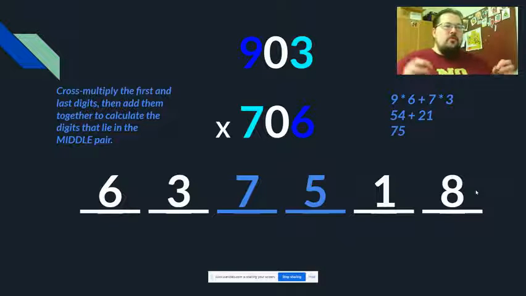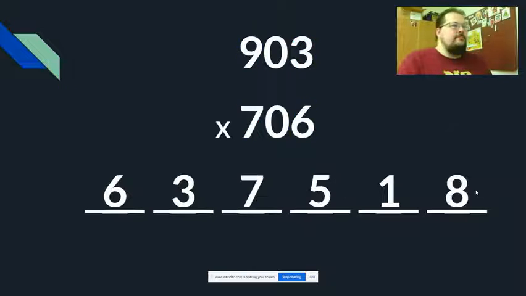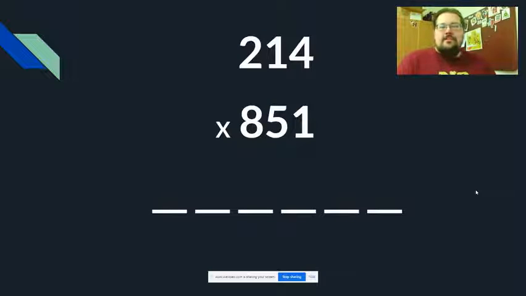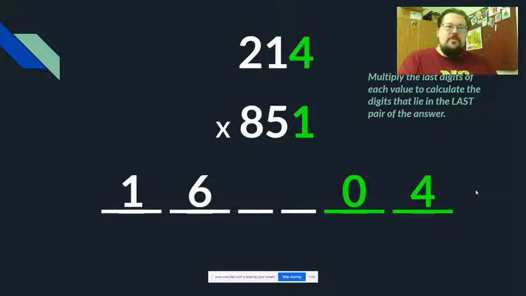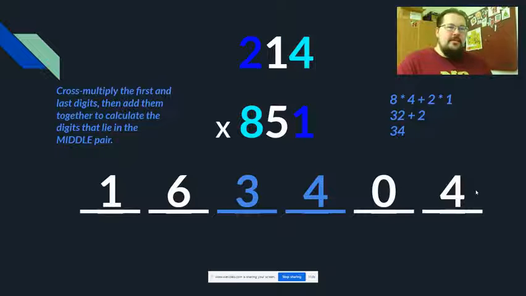The issue was the way it was presented in the original video is that it works in all cases. Well, let's try that. There's our final answer. That was correct. Here I've got 214 and 851. All right, so let's apply the same rule. Multiply the first two values to get 16. Multiply the last two values to get 4. Now, since 4 doesn't have two digits, we do need to put the 0 in just to cover it. And last, we do the same process.